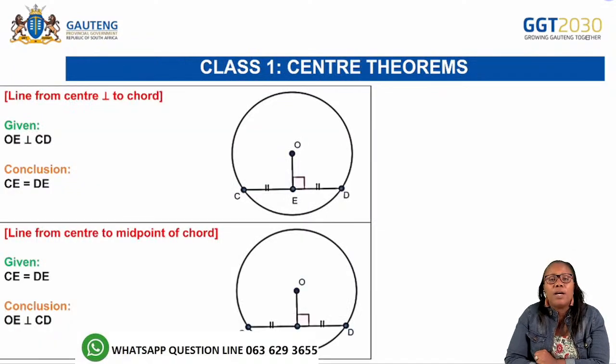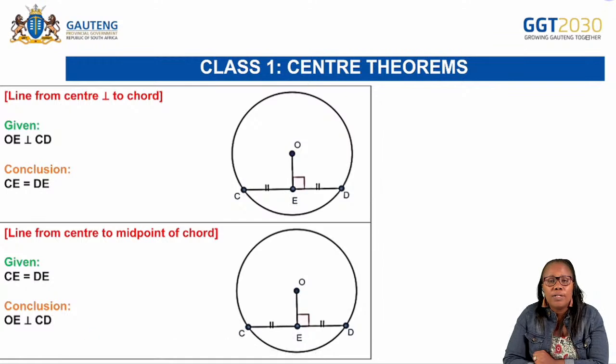Okay, and then now we have four categories, or four classes, of categorizing this Euclidean geometry of circles. So the first class, we are going to have theorems that fall under the center theorems. How do we identify this? They must have a center on the diagram.